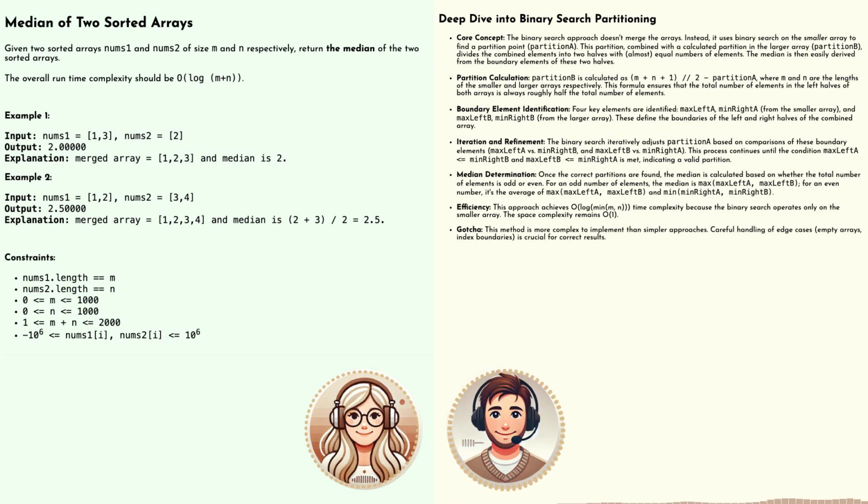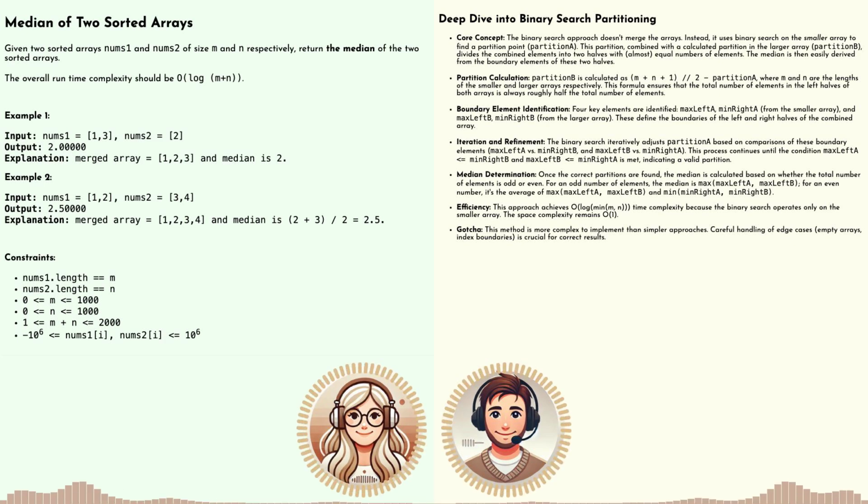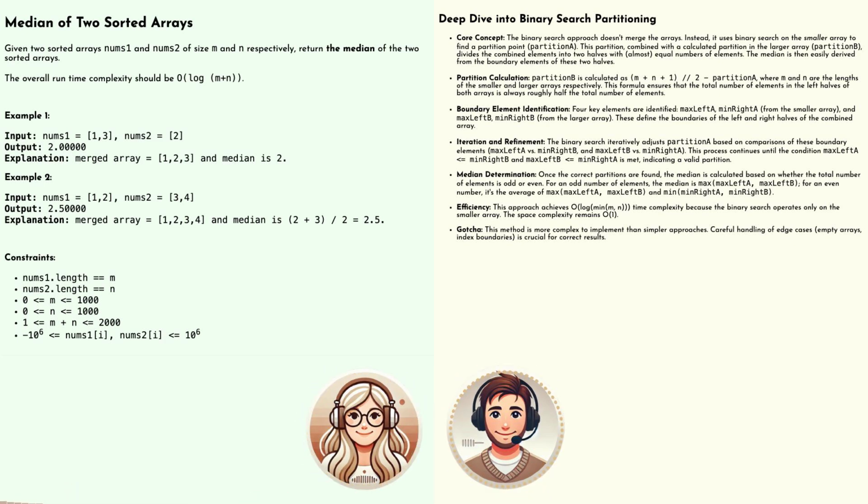So partition A and partition B are like dividing lines within each array. Yes. And we're trying to find the right places to put those lines so that they create a median split across both arrays. You got it. Now here's where binary search comes in. We're going to perform binary search on one of the arrays, let's say array A, to find the right position for partition A.